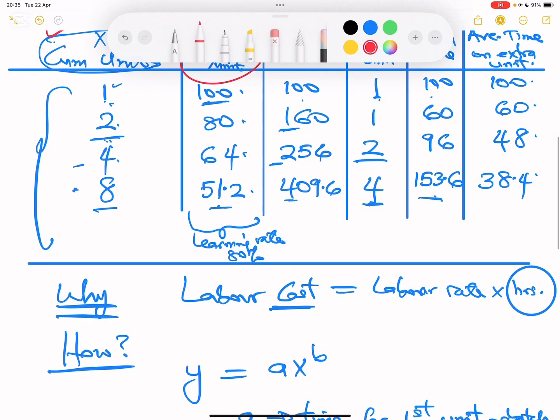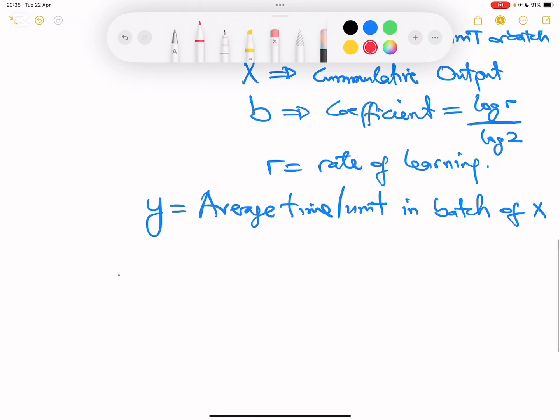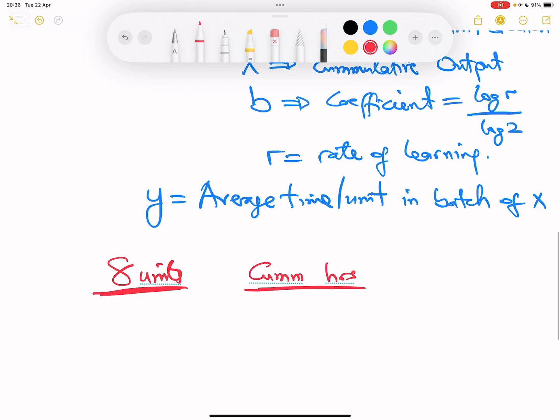So take for instance, let's test it for 8 units. Let's see how many hours it will cost to actually produce 8 units. So we want to calculate the cumulative hours to produce 8 units. Remember we said the formula is y equals ax raised to power b.